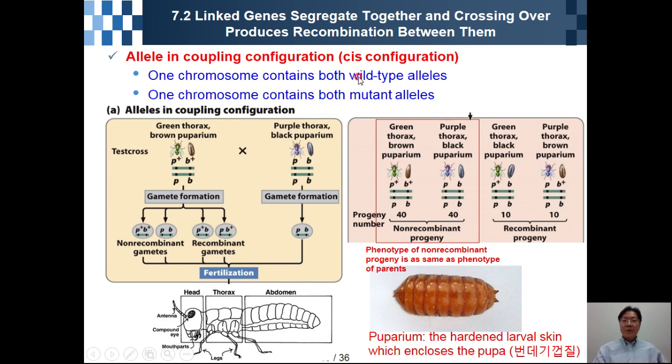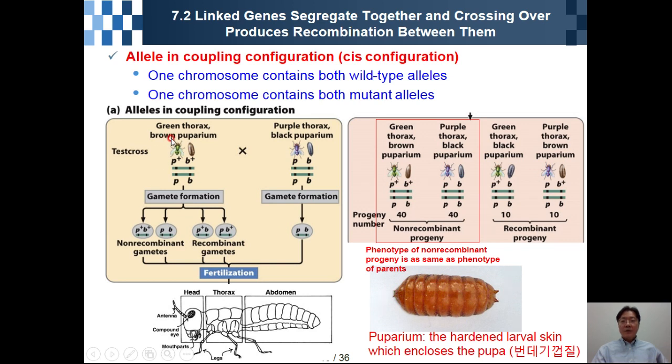So cis configuration means that one chromosome contains both wild type alleles. Wild type means that, in the fruit flies, if they have the green thorax, this is the wild type. And also this is a puparium. Puparium means the hardened outer skin that encloses the pupa. In Korean, we call it 번데기 껍질. Okay, the green thorax is wild type, and brown puparium is also wild type.